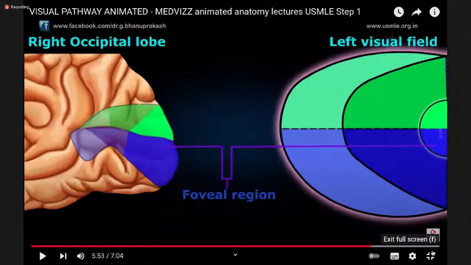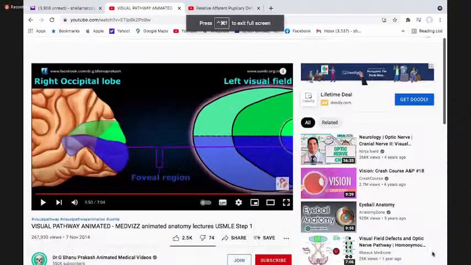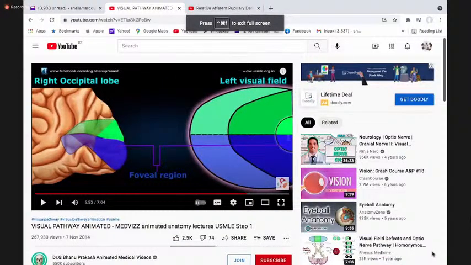Okay, so I don't want to go into the different regions of the occipital cortex, but basically you have an idea from this presentation, and I'm going to send all these links to you. So I think let's just continue.